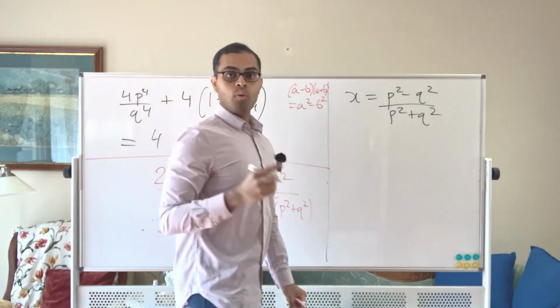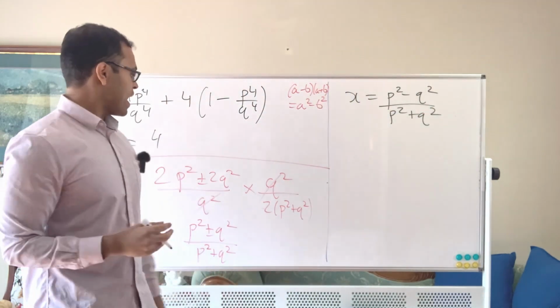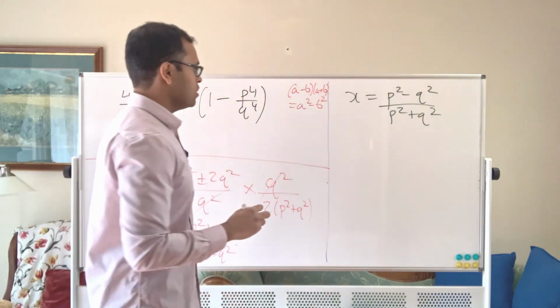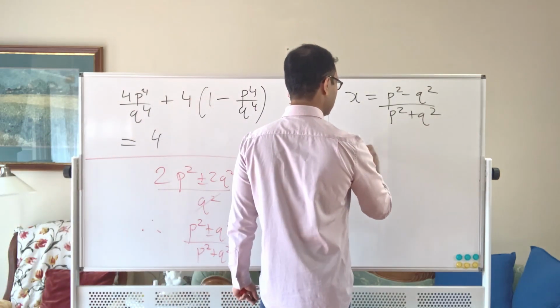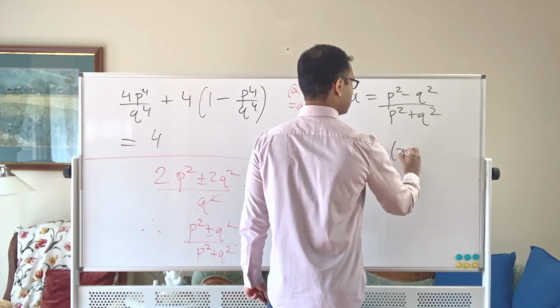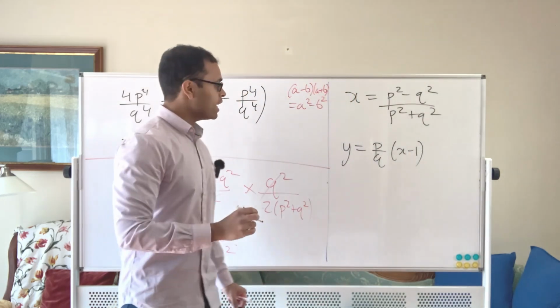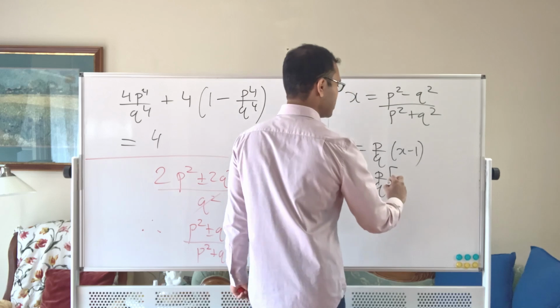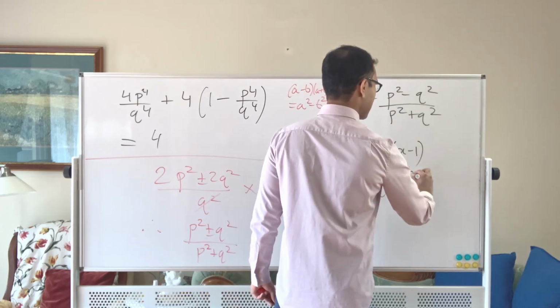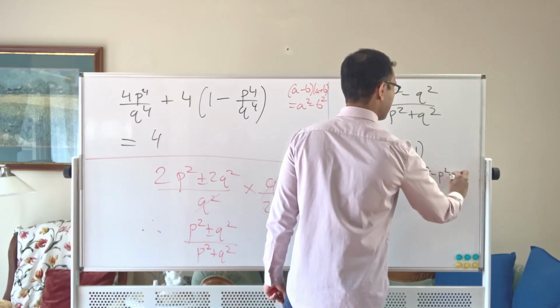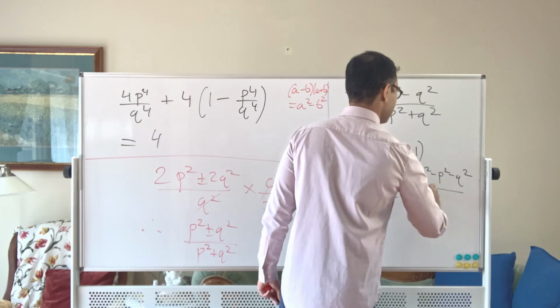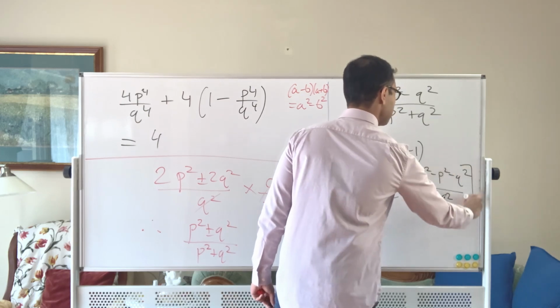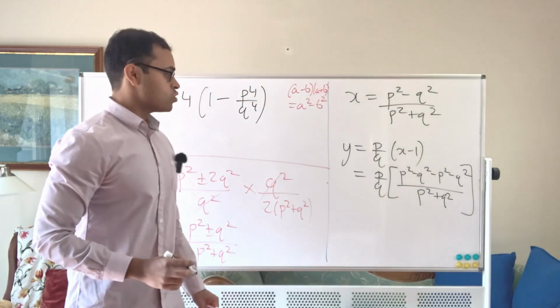And then we can plug into the original equation to find y, right? What was y? We knew the equation of the line. We knew that y was going to equal p over q times x minus 1. That was the equation of the line. So you can plug that in. It's going to be p over q times, what is x minus 1? It's going to be p squared minus q squared minus p squared minus q squared, divided by p squared plus q squared. I'm just simplifying out the fractions quickly.